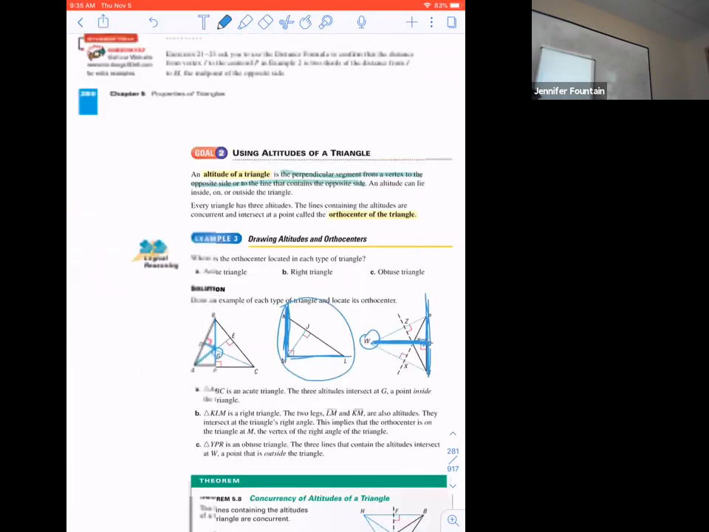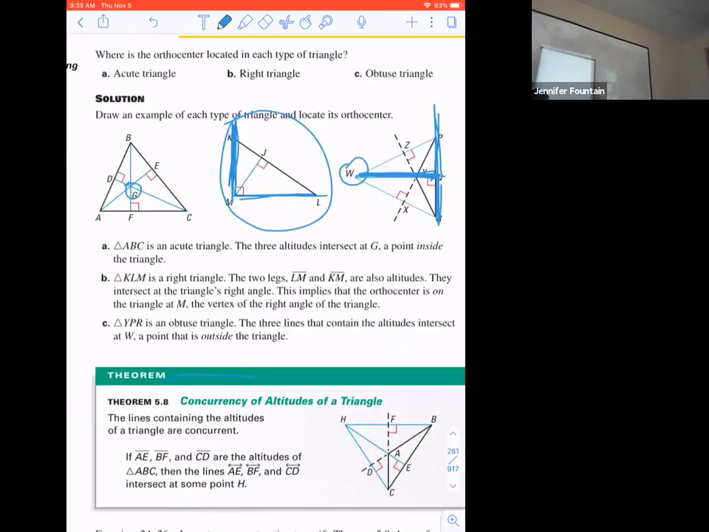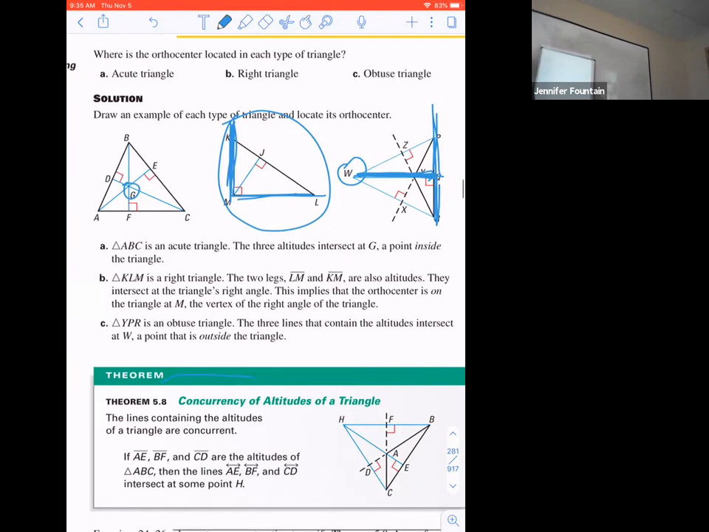So it says that triangle ABC is an acute triangle. The three altitudes intersect at G, which is a point inside the triangle. So with an acute triangle, they intersect inside. A right triangle has two legs, which are also altitudes. They intersect at the right angle. This implies that the orthocenter is on the triangle. And YPR is an obtuse triangle, so the three lines that contain the altitudes intersect at W, a point that is outside the triangle. So acute is inside, right is on, obtuse is going to be outside.